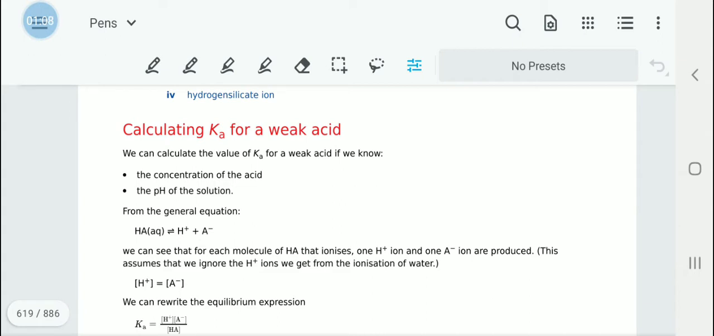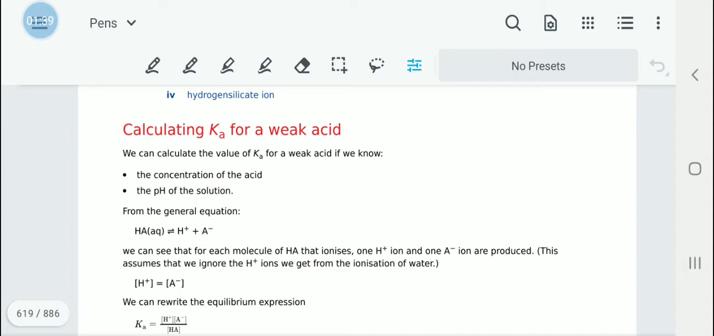So to calculate Ka of a weak acid, we need two things. The first thing is the concentration of the acid, and the second one is the pH of the solution. The concentration of the acid as well as the pH of the solution is needed. Now if you take a general equation for an acid dissociation, it is going to be HA aqueous dissociating into H+ and A-.